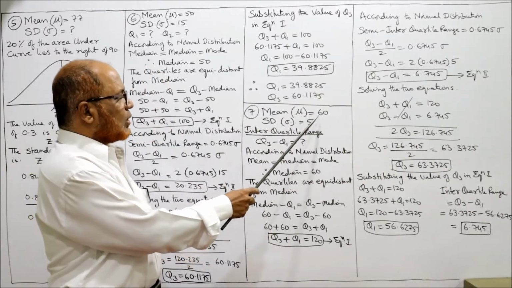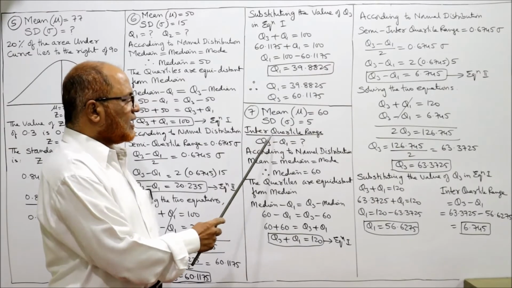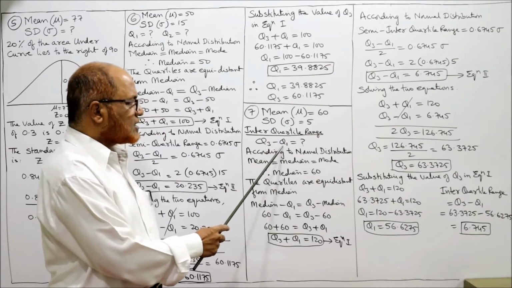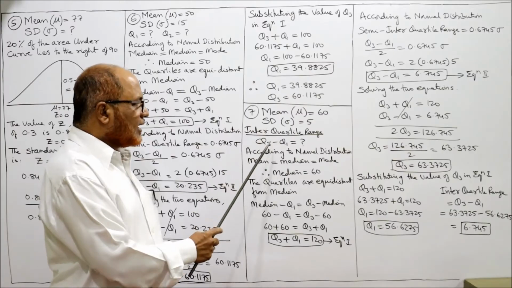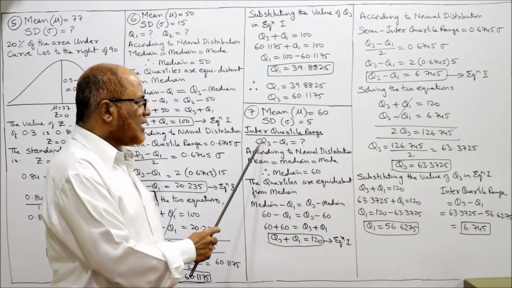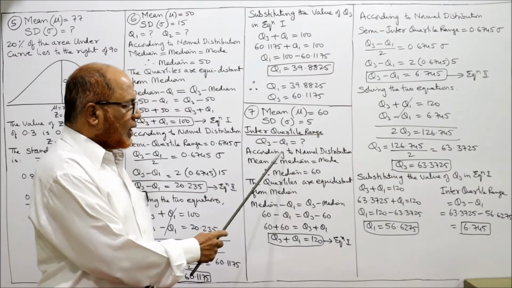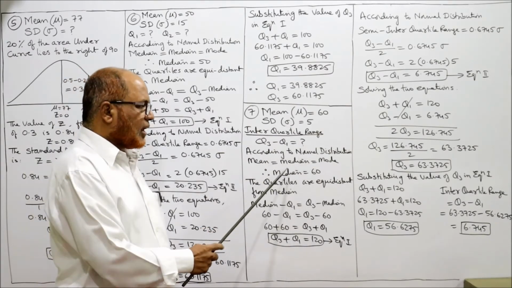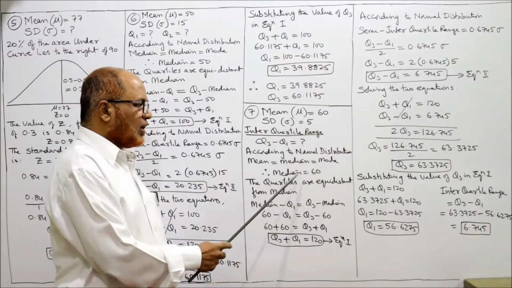Now, mean is equal to 60, standard deviation is equal to 5. Interquartile range is Q3 minus Q1. Semi interquartile range means here we divide by 2. If it is only the interquartile range, Q3 minus Q1, this we have to find out. So according to the normal distribution, mean, median, mode all are equal. So when mean is 60, median will also be 60.